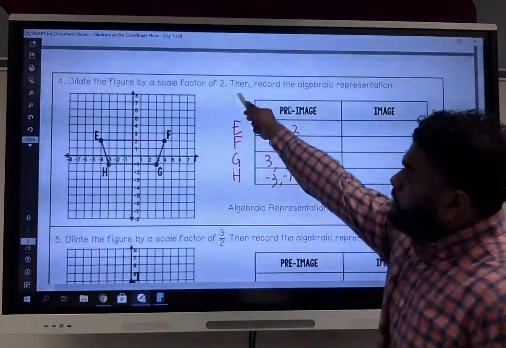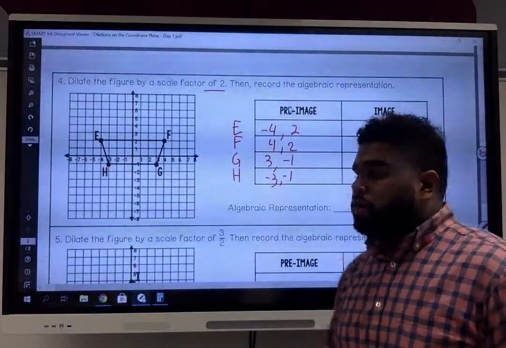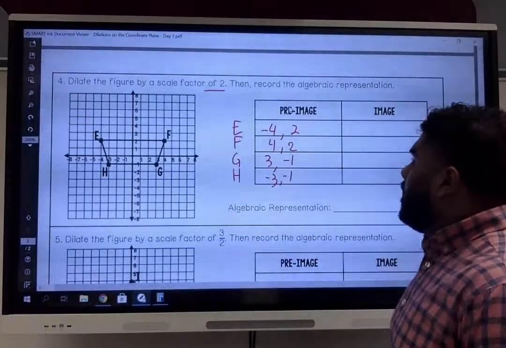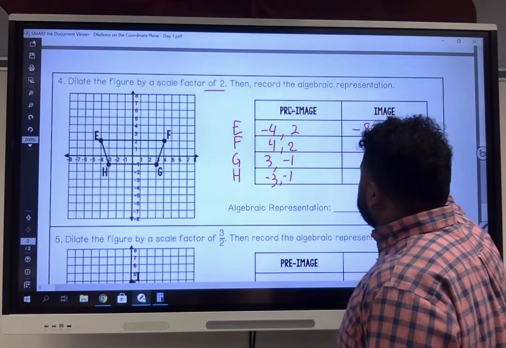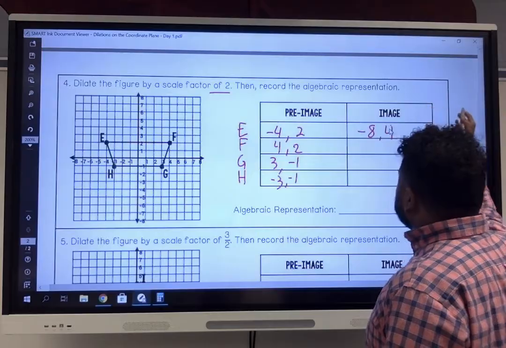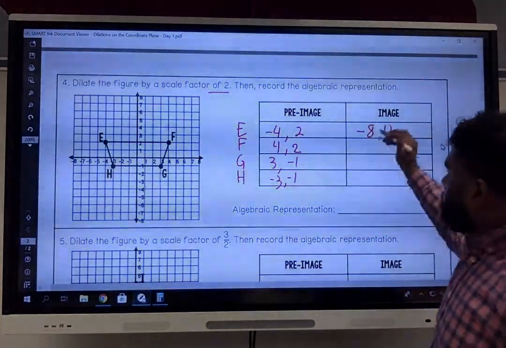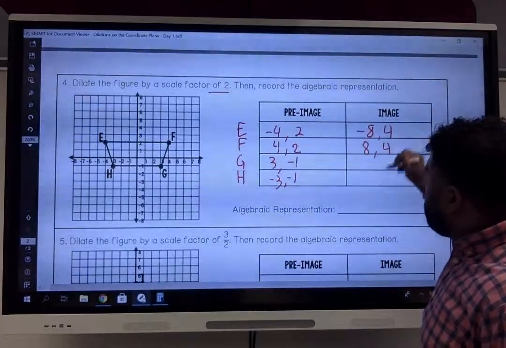So now I'm going to take my scale factor, which is 2. Okay, my scale factor is greater than 1, so I know that this image is going to be enlarged, right? Negative 2 times 4 is negative 8. Negative 2 times 2 is 4. Okay, and I'm going to do this for the rest of the points as well. So 4 times 2 is 8, and then 2 times 2 is 4.